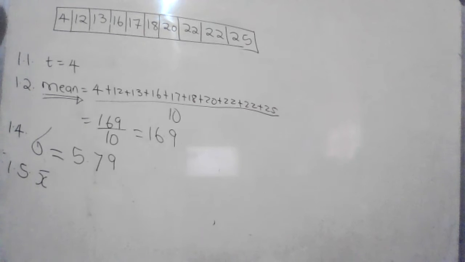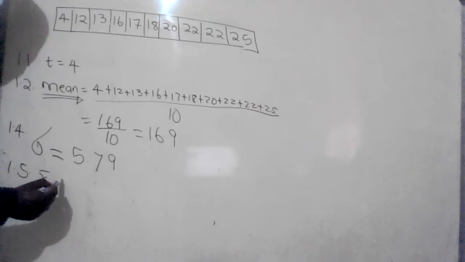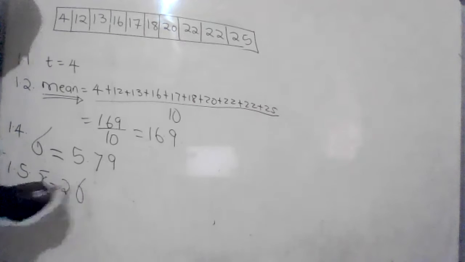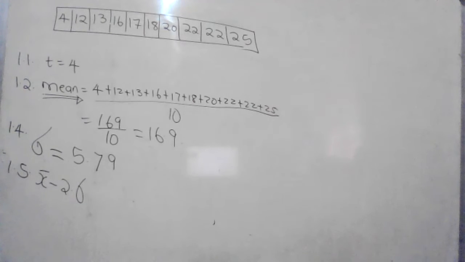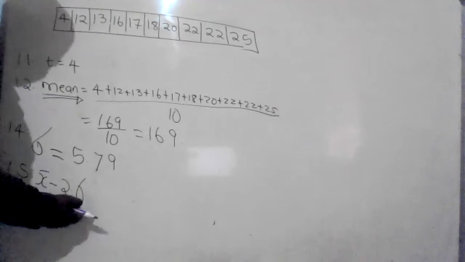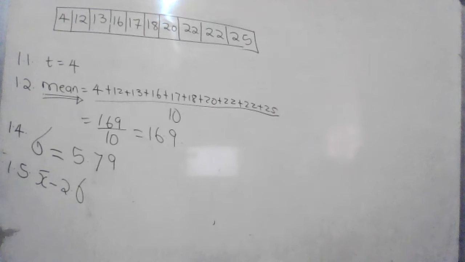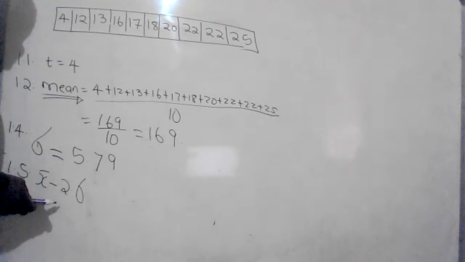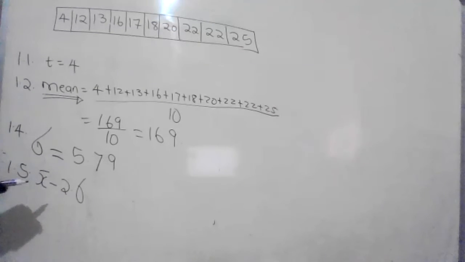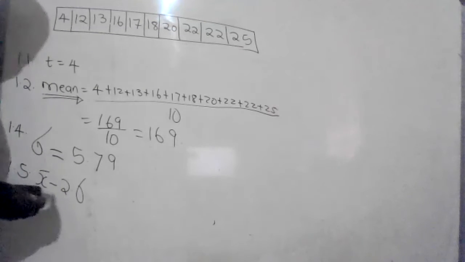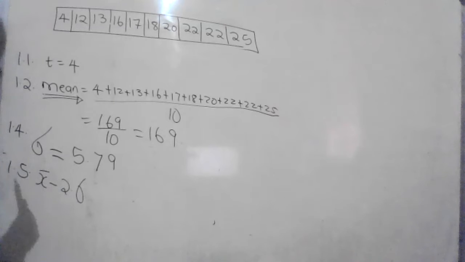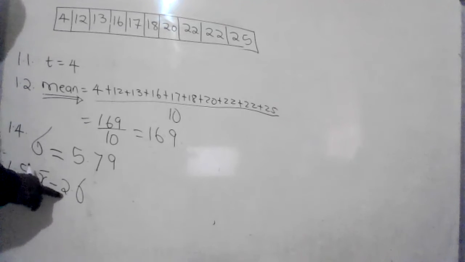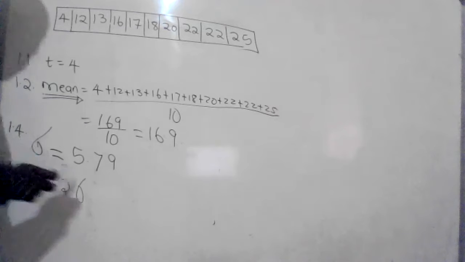So you take the mean, you subtract 2 multiplied by the standard deviation. This is called 2 standard deviations of the mean. If you wanted to calculate 1 standard deviation of the mean, where we have 2, we're going to replace it by 1. This is very, very important information. What we are calculating now is called 2 standard deviations of the mean.